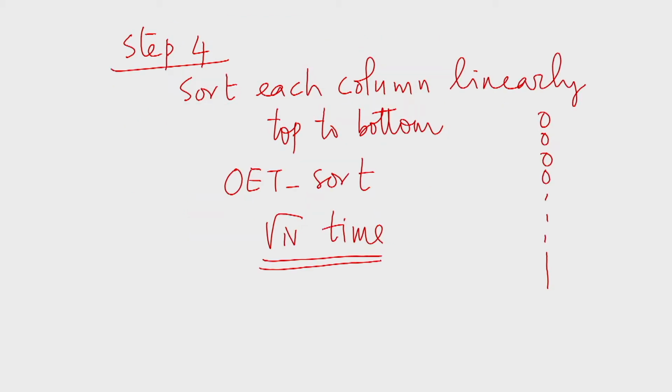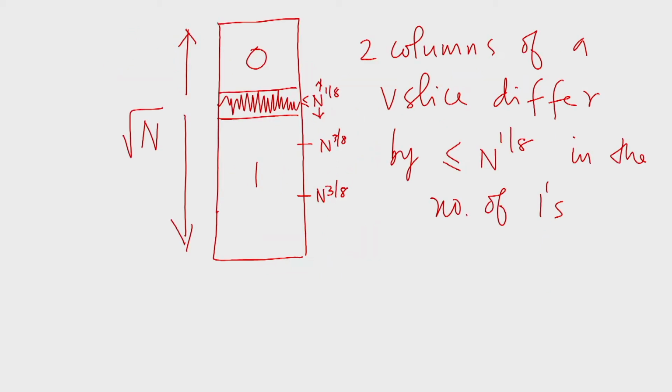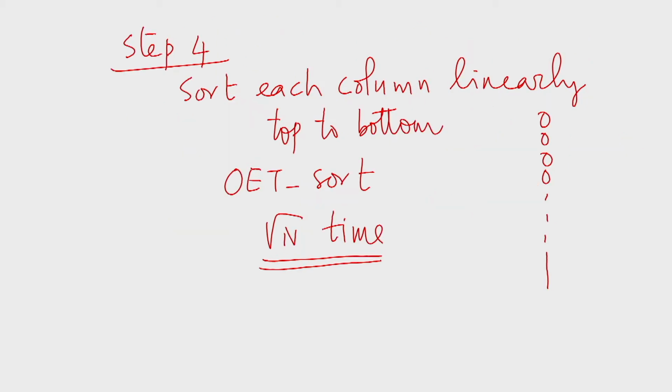And then in step 4, we sort every column. This is akin to letting the ones fall down in every column. So now the ones settle at the bottom and the zeros are at the top. If you imagine that the ones are buildings and the zeros form the sky, then the skyline of the dirty rows will occupy a very small band. They occupy a small band of size at most n power 1 by 8. That is because 2 columns of a vertical slice differ by at most n power 1 by 8 in the number of ones. This is clear from the previous picture.